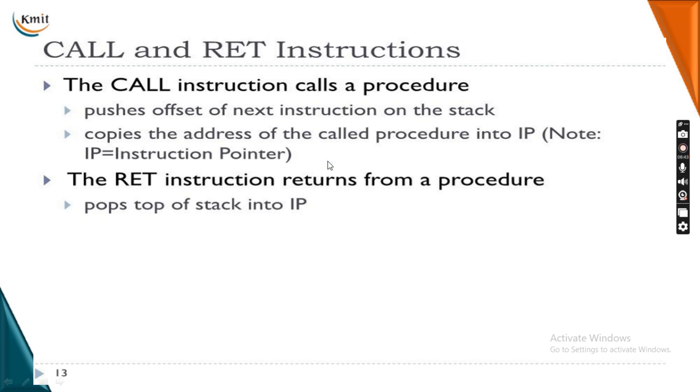Call and return instruction. What it does in a stack is the call instruction pushes the offset of the next instruction onto the stack and copies the address of the called procedure into IP. Getting the point? So it pushes your next instruction down and puts the address of the procedure into IP. Then what does the ret instruction do? It pops the stack into the IP.